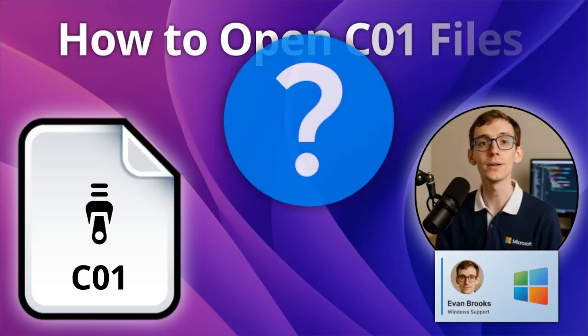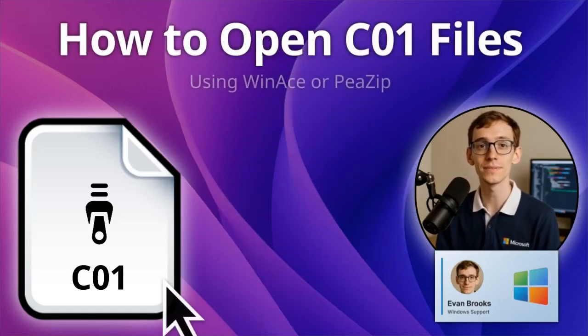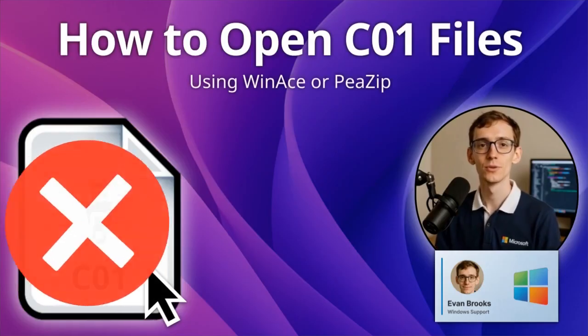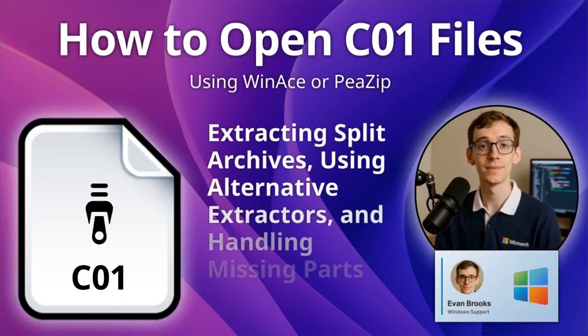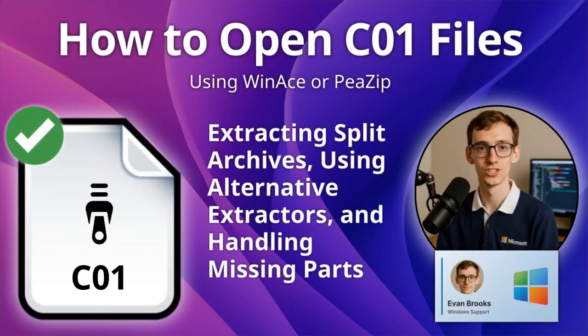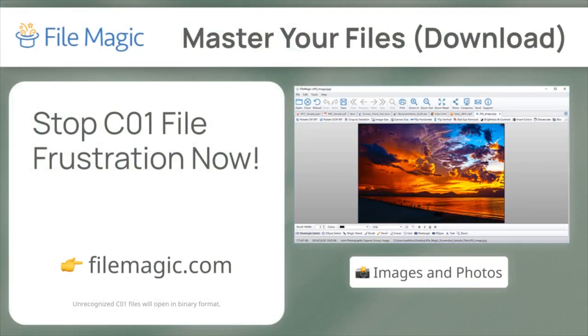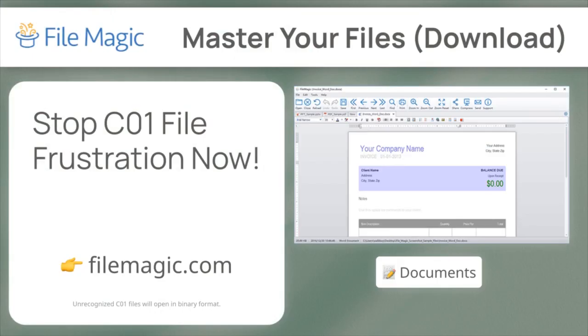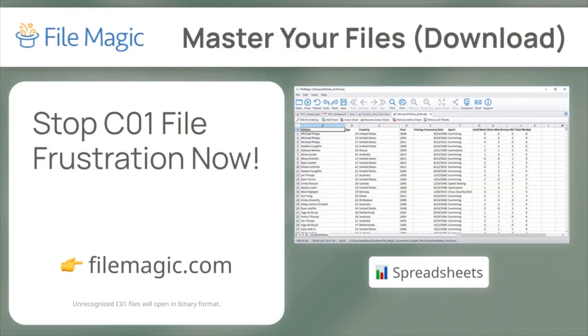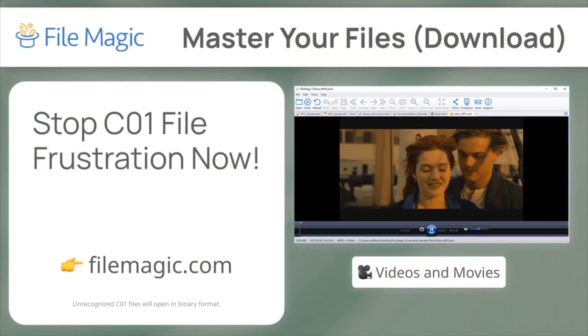Have a C01 file that seems to be part of a larger download? This is a split archive segment from the WinAce compression tool. I'm Evan Brooks, Certified Support Engineer, and I'll show you how to reassemble and extract these split archive part files. A quick heads up, I've saved my most powerful C01 troubleshooting step, a tech-only workaround, for after we've gone through the user-friendly methods. Here's a quick preview.